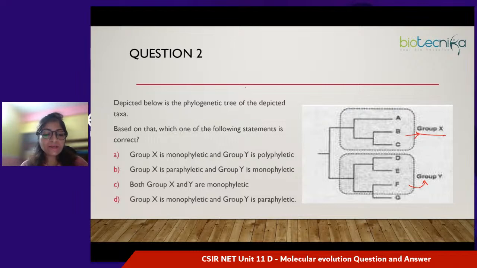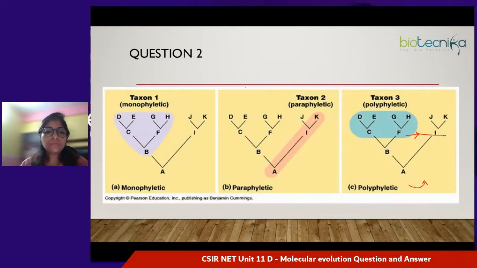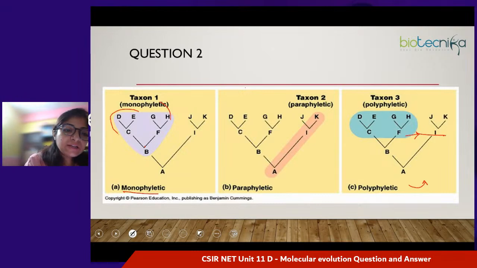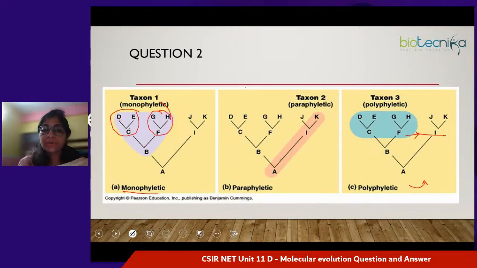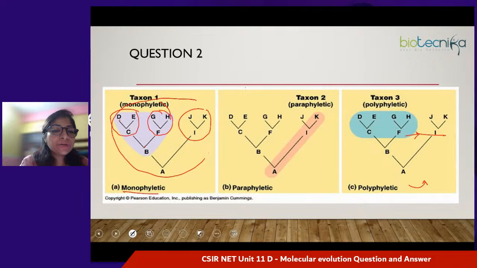When we are making the phylogenetic tree, there's a group. So monophyletic means what? When the ancestor and all of its descendants are considered in one group, that is called monophyletic. The one that is marked here is monophyletic. If I say a group of C, D, E, one ancestor, two descendants, that is also monophyletic. This group also is monophyletic, and this group too. And if I consider them all together like this, then also it will be called monophyletic.